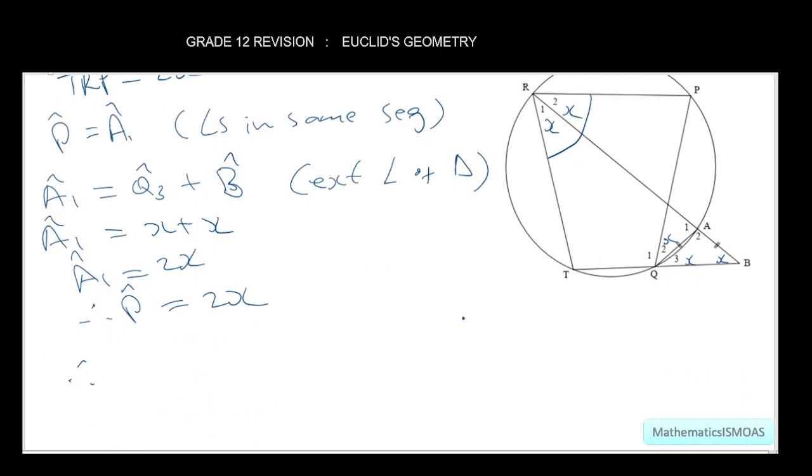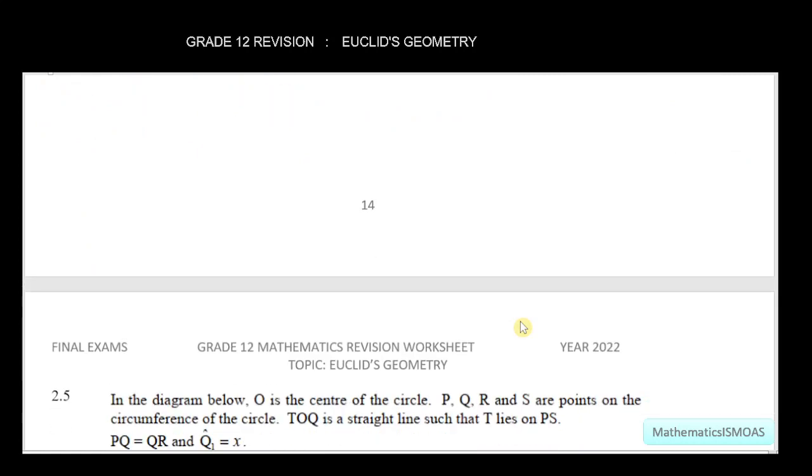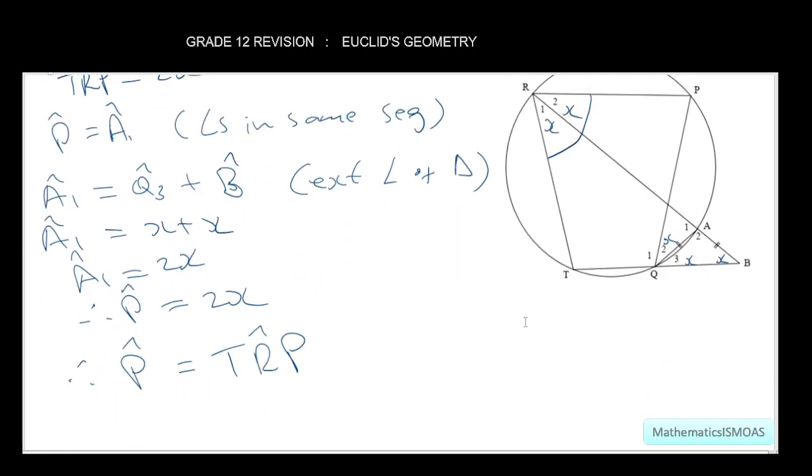Therefore, since P is 2X and TRP is 2X, the two angles will be equal. Angle P will be equal to angle TRP. So that is 2.4.3. Then that will be the end of exercise 2.4.